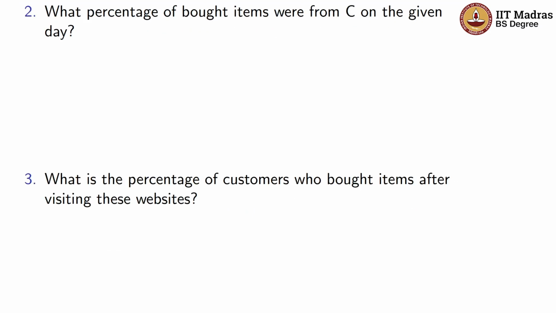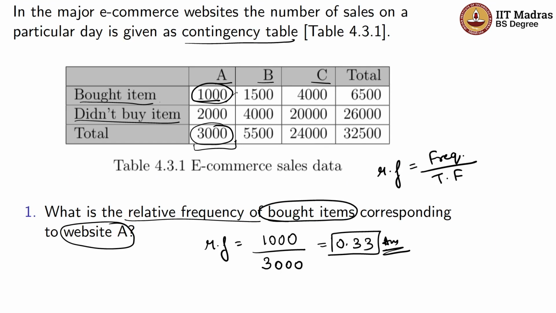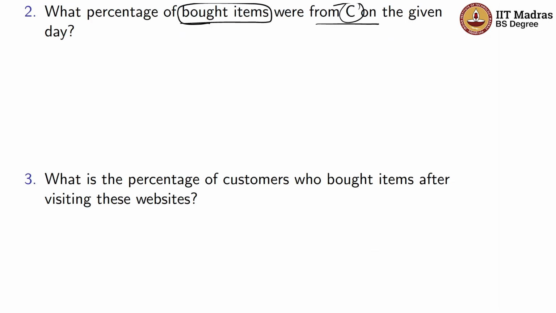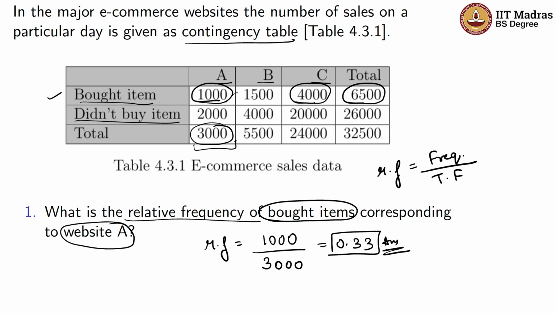Now what percentage of bought items were from C on the given day? So we have to calculate the percentage of bought items from website C. From this table, we can see that the number of items that were bought was 4000 and we have to calculate the percentage. So 4000 divided by what is the total, which is this one, 6500 of the bought items. We have to calculate the bought items, so we will only consider the bought item row, this one.